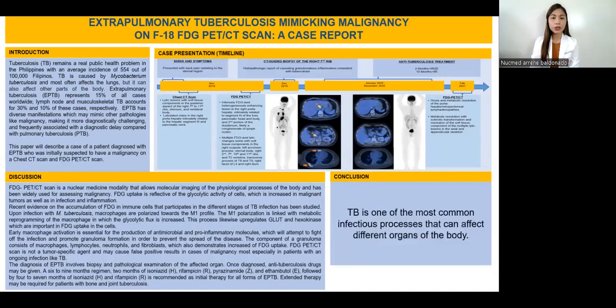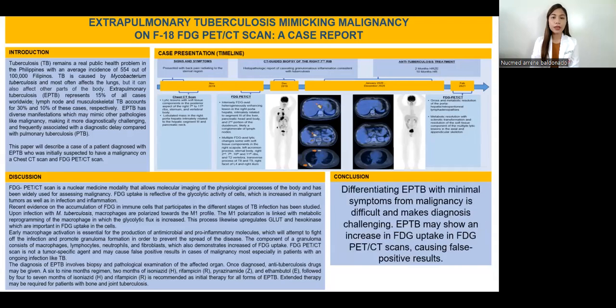For my conclusion, tuberculosis is one of the most common infectious processes that can affect different organs of the body. It usually presents with various signs and symptoms, typically simulating malignancy. Differentiating extrapulmonary tuberculosis from malignancy is difficult and makes the diagnosis challenging. It shows increased FDG uptake in PET CT scan, causing false positive results.